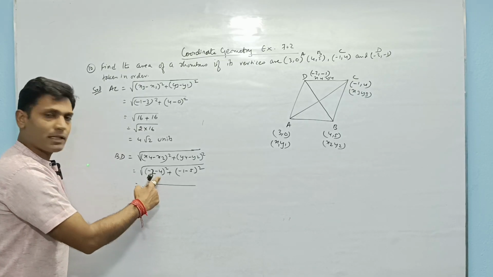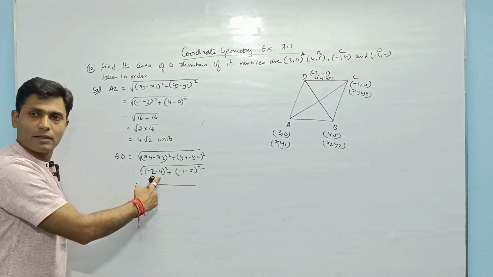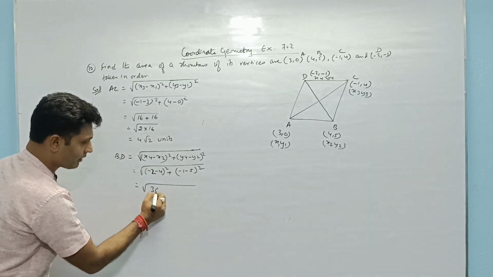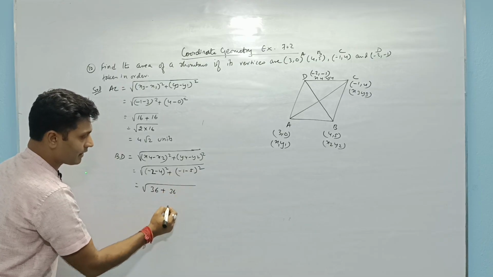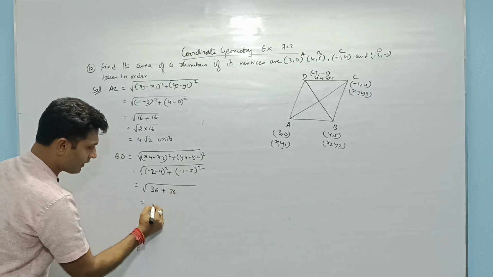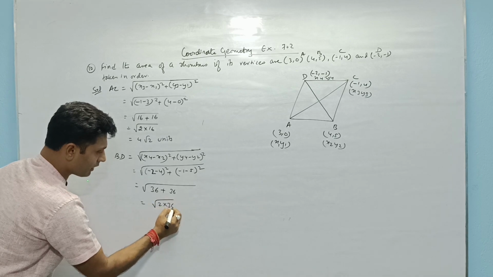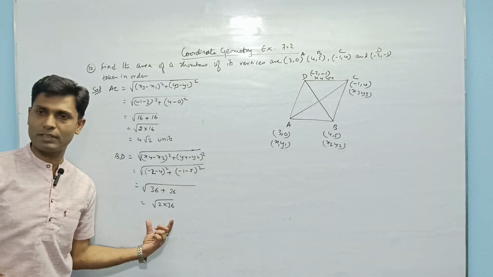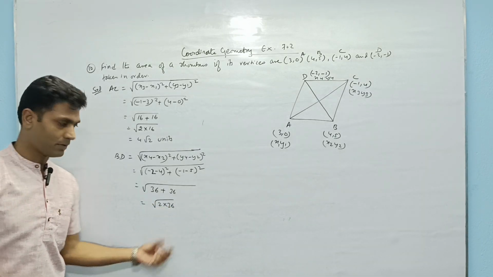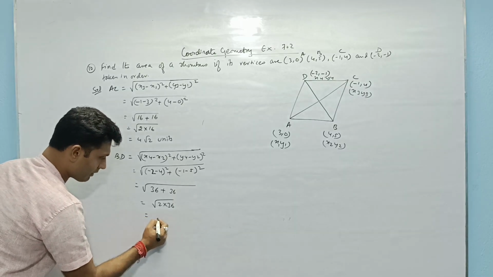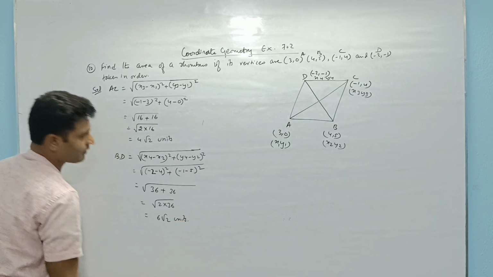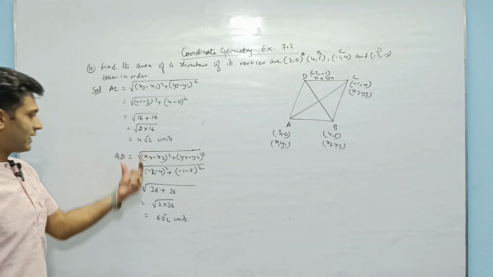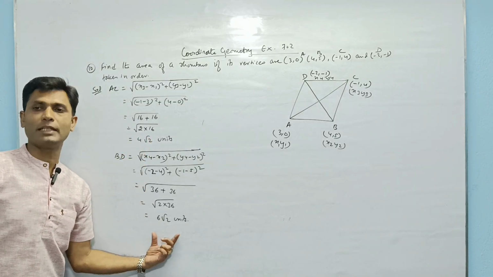So -2 and -4, when you add, you'll get -6. So -6 square is how much? 36. And here we have again 36. So we can write root over 2 into 36. These are all the shortcuts which will save time in your exam. So this will be equal to 6 root over 2 units. So we got the length of AC, we got the length of BD.